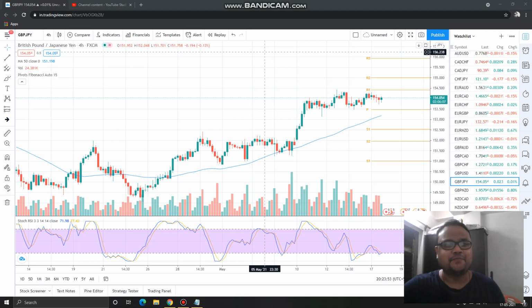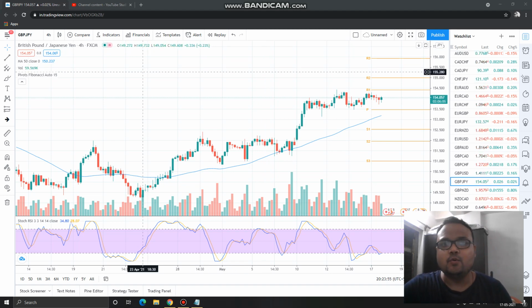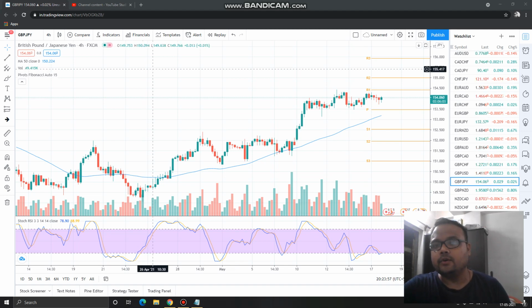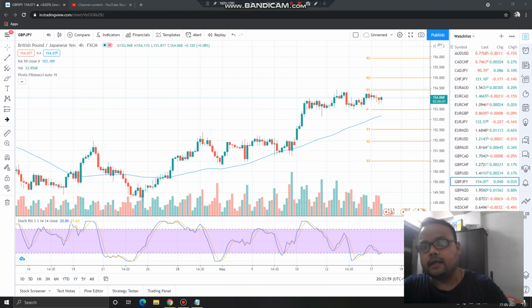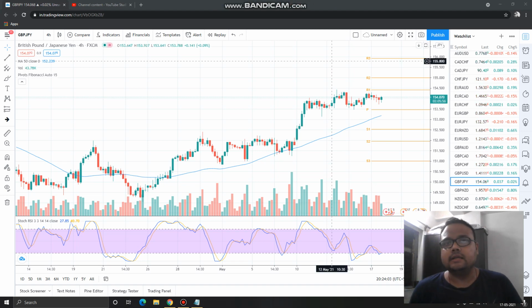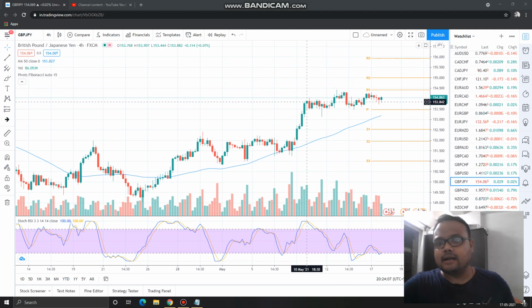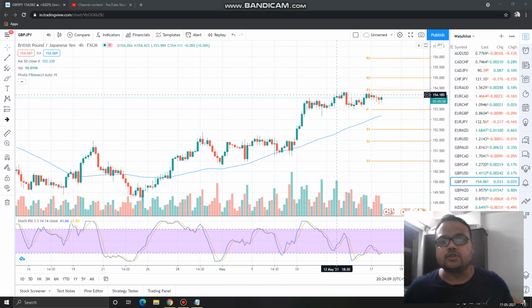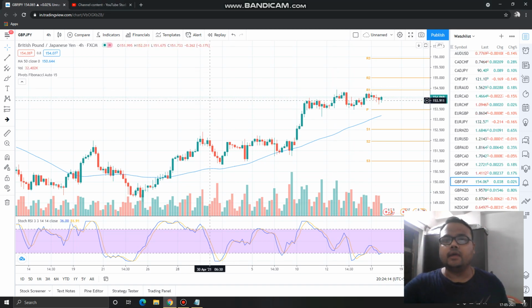So let's get started. This is the chart of GBP JPY and the market has opened, and we can see that after the market opening, there is not much trend in the market, or not much volatility. As you can see, the market is still in a tight range right now. If we look at the overall chart, we can see that the trend of the market is towards the upside. There is no doubt about it, the market is in an uptrend.